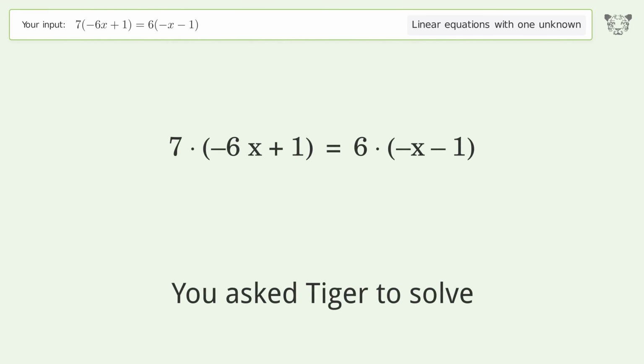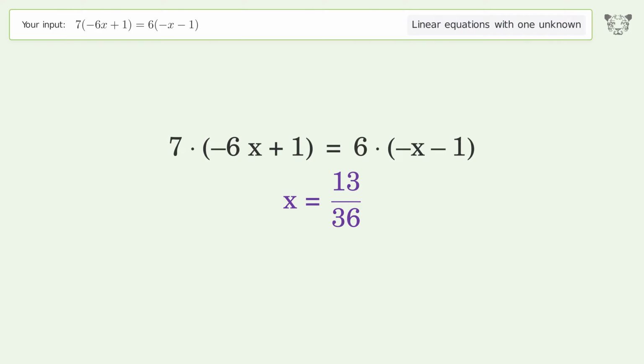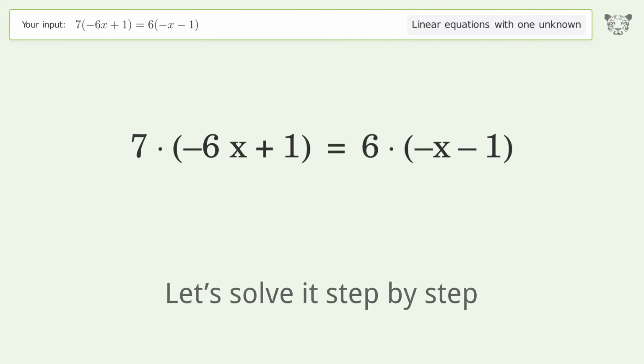You ask Tiger to solve this. It deals with linear equations with one unknown. The final result is x equals 13/36. Let's solve it step by step.